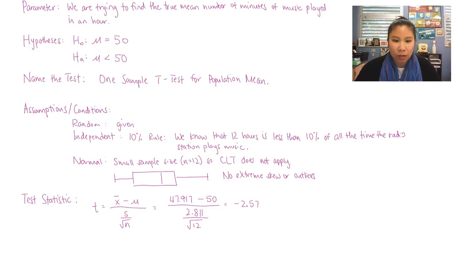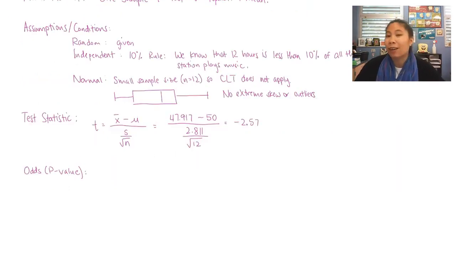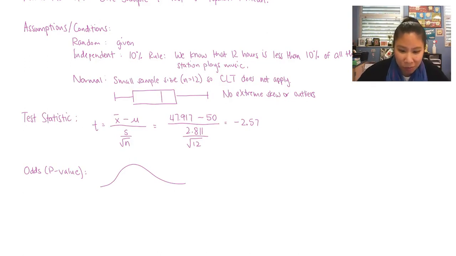Okay, so our next step is to calculate our odds, or the p-value. Since this is a t-distribution, remember it's kind of flatter than a normal distribution, but semi the same shape.